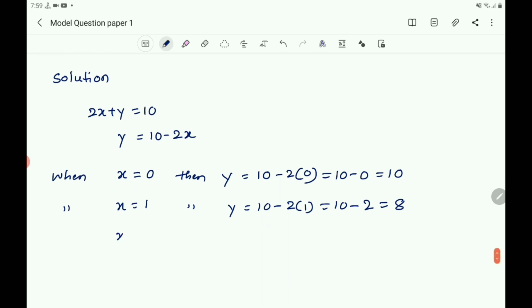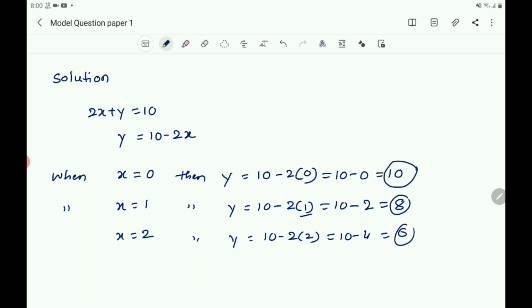Then you take one more value, x equals 2. When x equals 2, then y equals 10 minus 2 into 2, which is 10 minus 4, that equals 6. So for x equals 0, 1, 2, you got the corresponding y values 10, 8, 6.